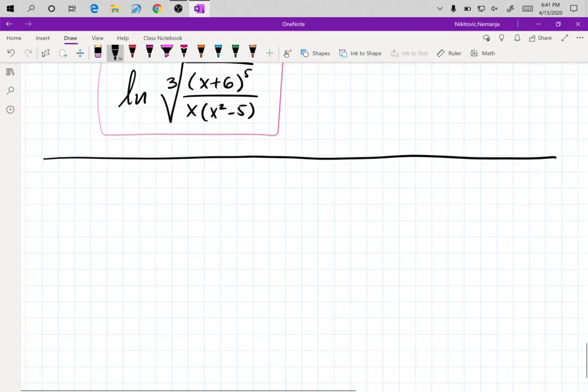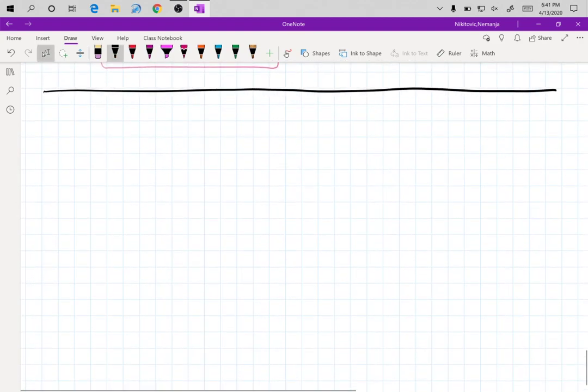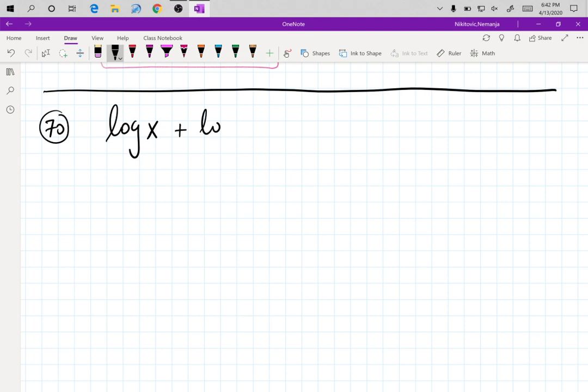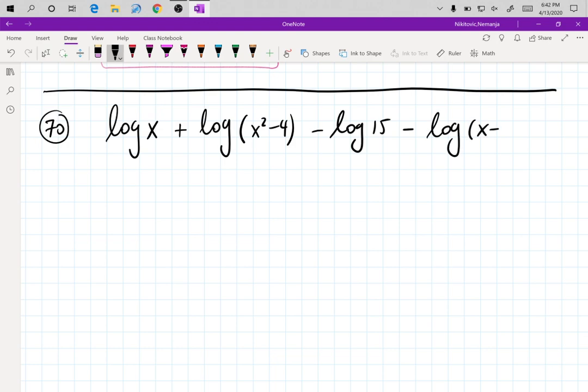All right, let's take a look at another one of these problems. So this is problem 70. That's the last one in the book for these. So log base x plus log of x squared minus 4. What's the base when there is no base written? Log 15 minus log of x plus 2. So what is the base? Very good.